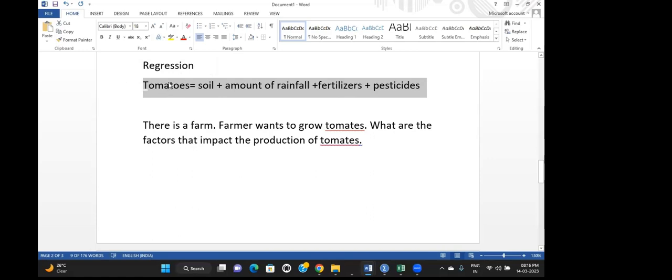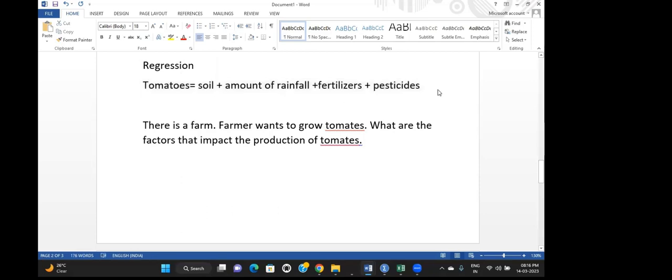So what we have written here is, the production of tomatoes in a land will depend on these many factors. These are some of the factors, right? There may be other factors also. So the different factors that impact the production of tomatoes are soil, the content of the soil, amount of rainfall, fertilizers, pesticides, and many others, right?